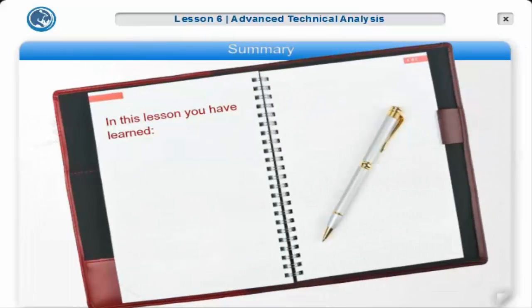In this lesson, you have learned in depth about Japanese candlesticks. You've learned that the candlesticks create recurring patterns. You've learned how to identify the patterns created by them and how to predict market direction based upon them.